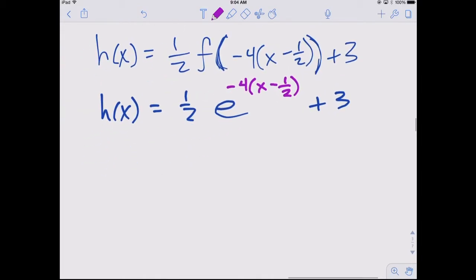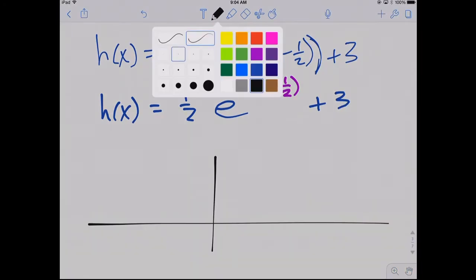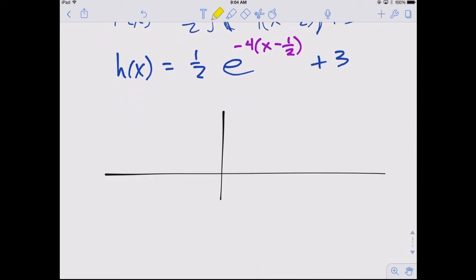There it is. So our parent function has what? A horizontal or a vertical asymptote? Remember, e looks like that, and if you extend that e, horizontal. And it's monotonic increasing, passes through the point (0, 1).